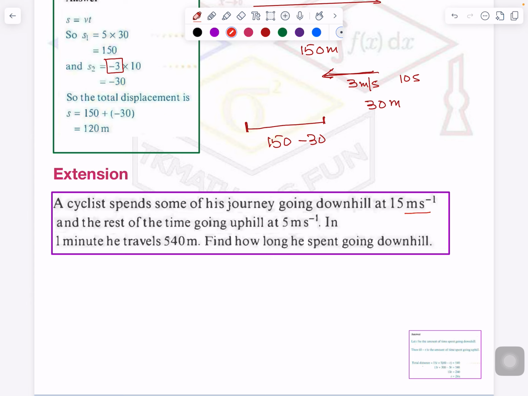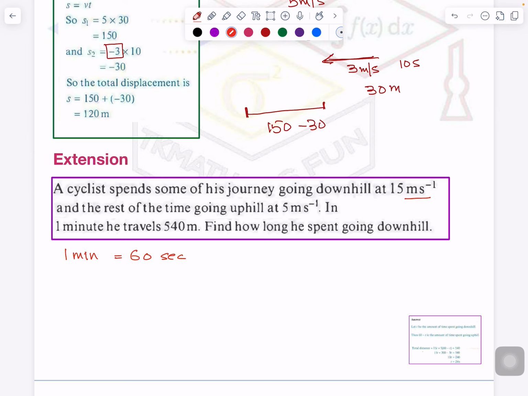So I can say 1 minute is equal to 60 seconds. So if the time taken going downhill, right? First he was going downhill. So let's say downhill time is equal to t seconds. Then uphill time will be what? Total time is 1 minute, so it will be 60 minus t seconds. Agreed?